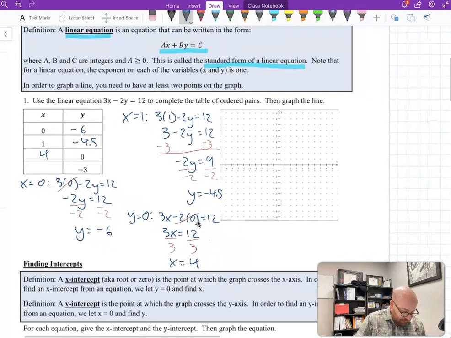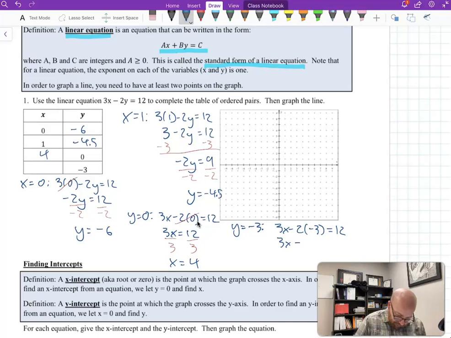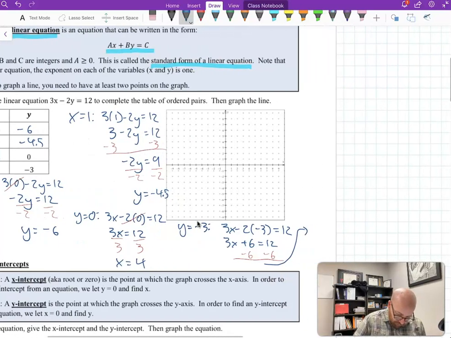And then finally, we need to do y equal to negative 3. So we have 3x minus 2 times negative 3 is equal to 12. Negative 2 times negative 3 is a positive 6. When we subtract 6 on both sides, we're going to get 3x is equal to 6, and then we'll divide both sides by 3, and that will give us x is equal to 2.